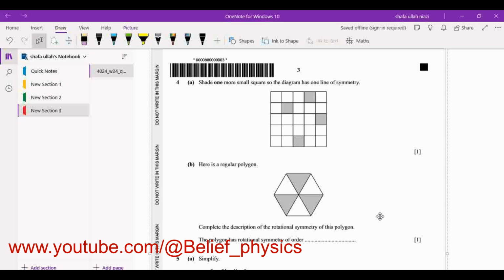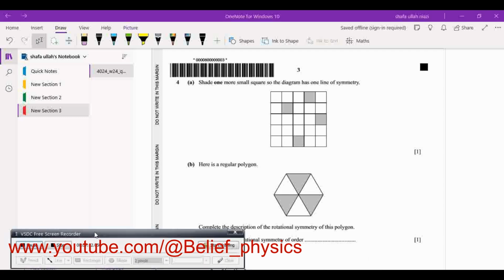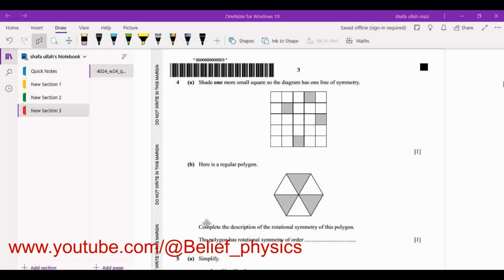Shade one more small square so that the diagram has one line of symmetry. We have to shade only one square here, and if I shade only this small square, then the diagram will have only one line of symmetry.